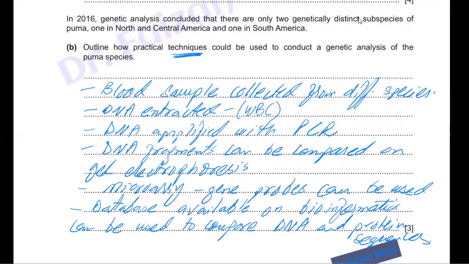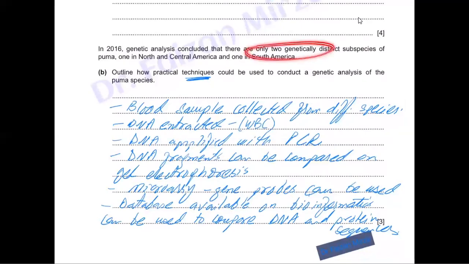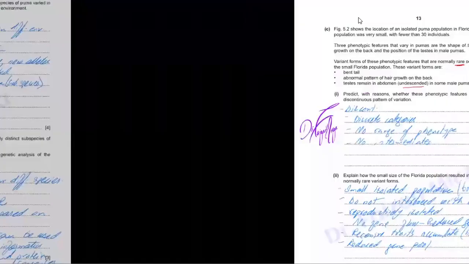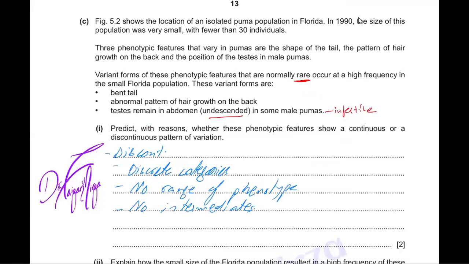Microarray gene probes can be used for hybridization of the single-stranded DNA, and the database available on bioinformatics can be used to compare the DNA and the protein sequences to basically see how many genetically distinct puma are there. Figure 5.2 shows different locations of puma evolved in Florida. In 1990, the size of this population was very small, smaller than 30 individuals only. So that's a small population.